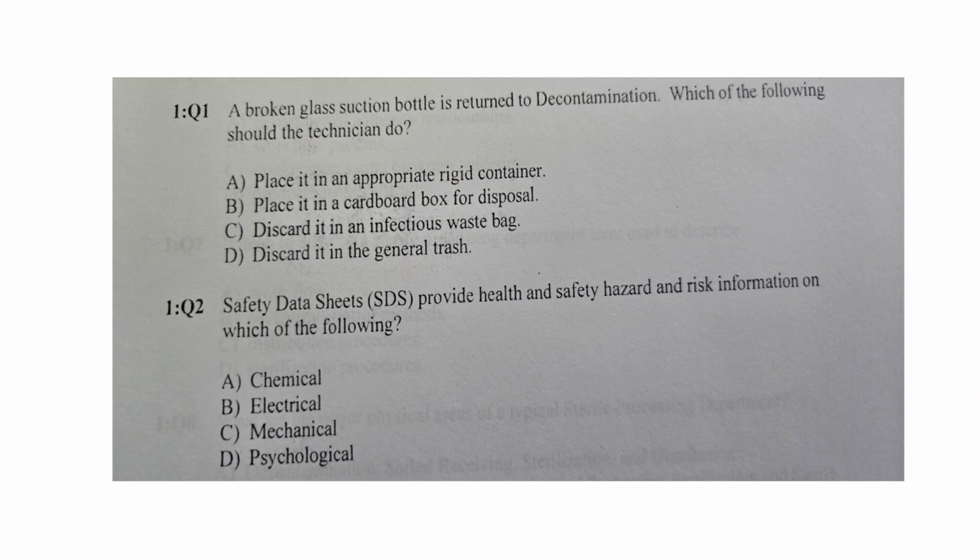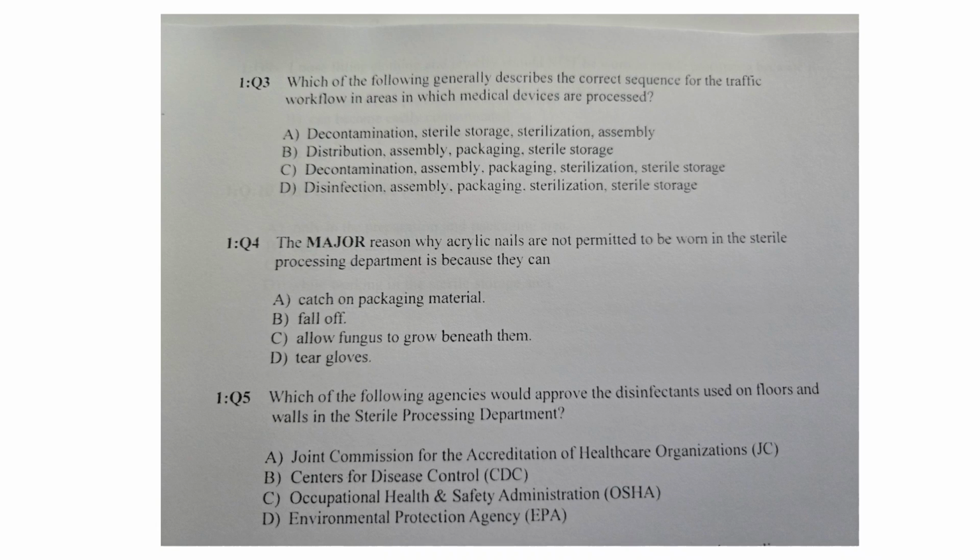All right. Number 2, safety data sheets provide health and safety hazards and risk information on which of the following? A, chemicals. B, electrical. C, mechanical. Or D, psychological. All right, so the answer is A. Safety data sheets provide health and safety hazard and risk information on chemicals.